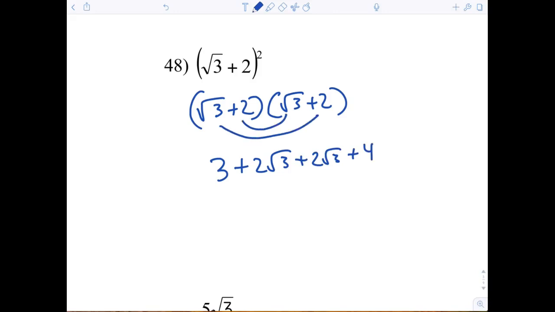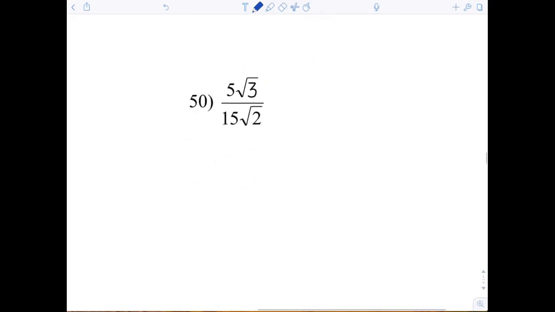Good. Some of you guys are getting the hang of it. That's exactly right. 7 plus. Beautiful, beautiful. Everybody okay with that? All right, here we go.